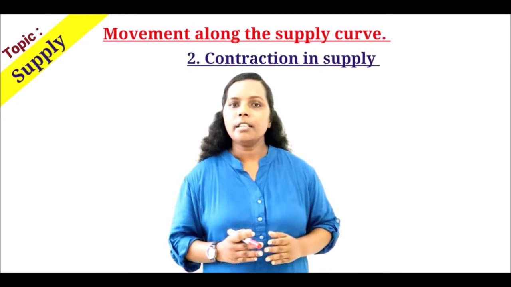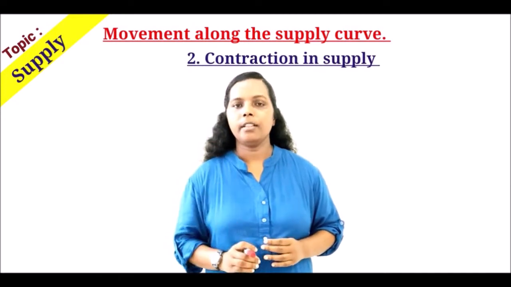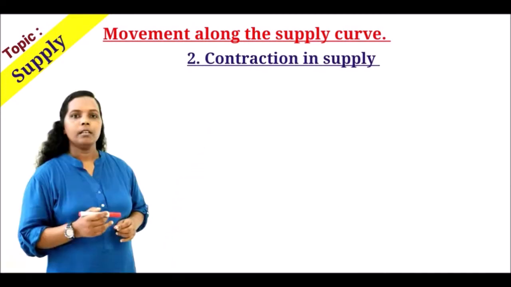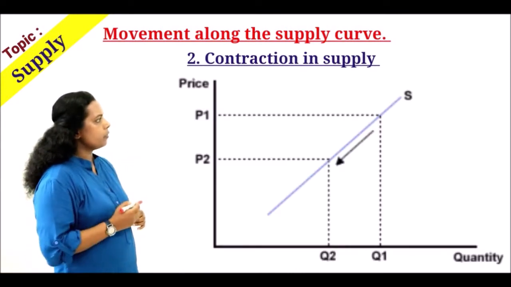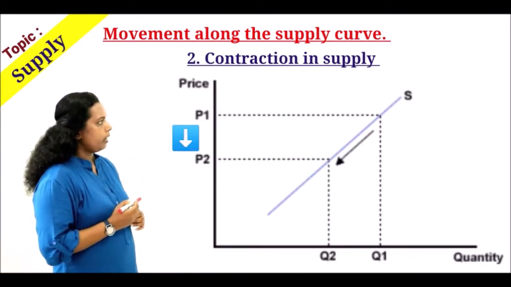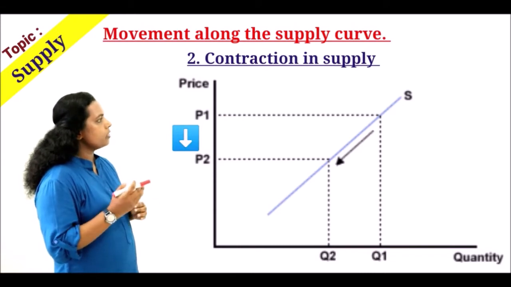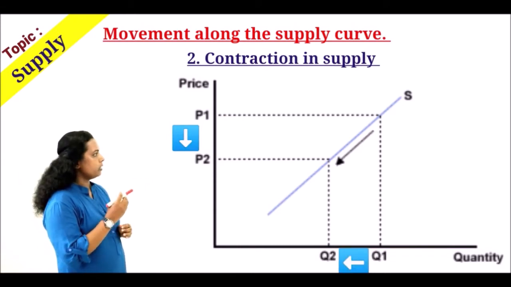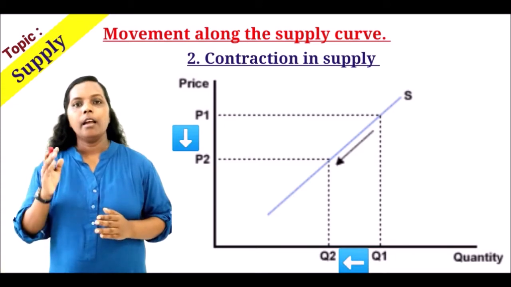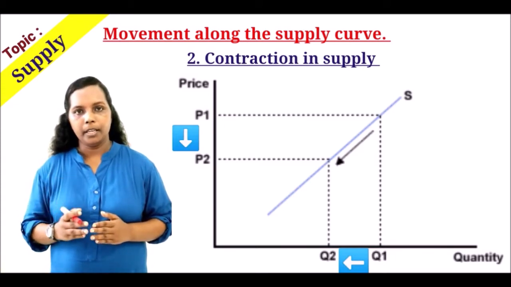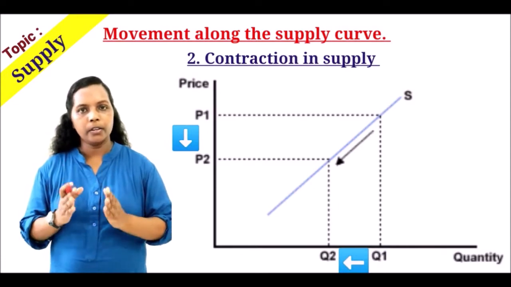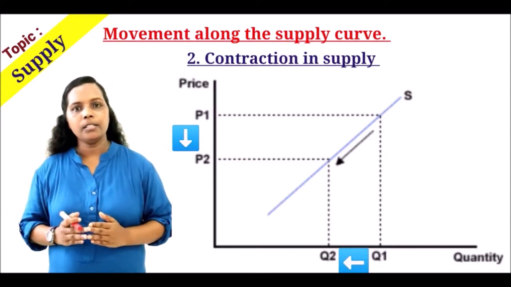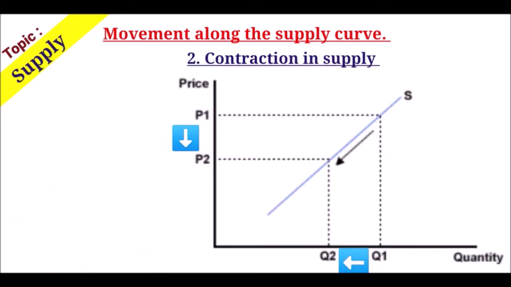The second one, contraction in supply. The contraction in supply can be explained with the help of a diagram. Please look at this diagram. Here, the price falls from P1 to P2. As a result, the quantity supplied decreased from Q1 to Q2. A contraction of supply means a fall in quantity supplied of a product is caused by a fall in the price of the product itself.